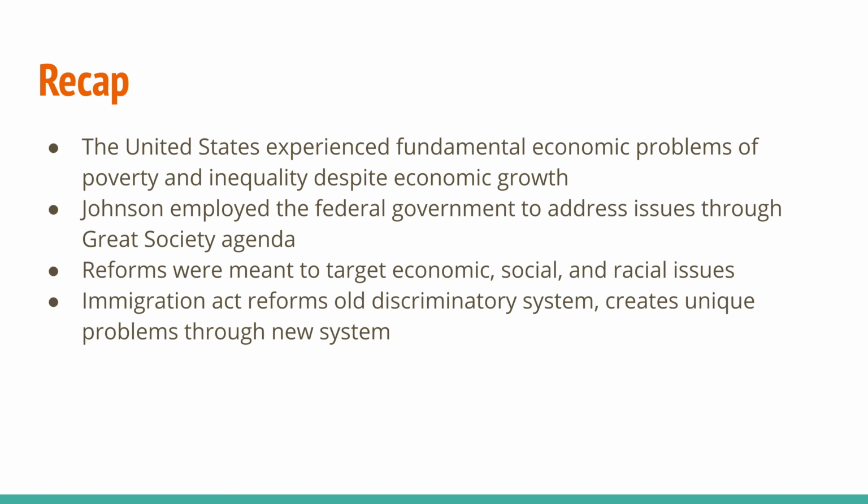All right, here's our recap. The United States experienced fundamental economic problems of poverty and inequality despite economic growth. Johnson employed the federal government to address issues through the Great Society agenda. Reforms were meant to target economic, social, and racial issues, and Immigration Act reforms the old discriminatory system. It creates a unique problem through its new system as well of illegal immigration.